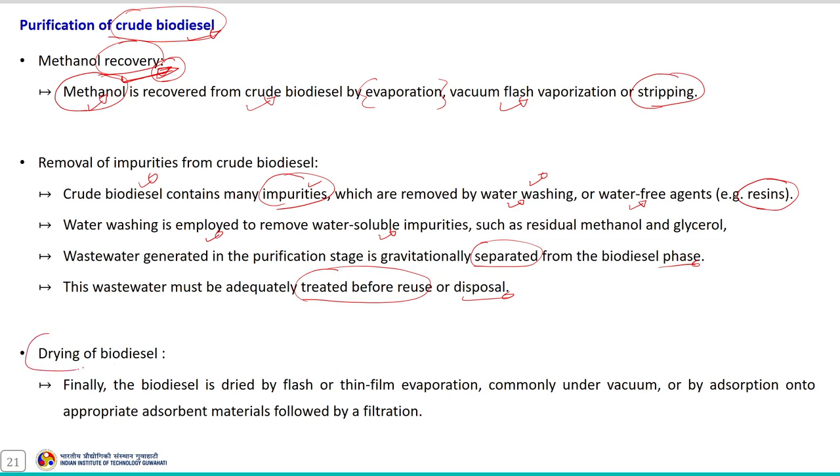And the last operation in the purification of the biodiesel is the drying of biodiesel. Finally, the biodiesel is dried by flash or thin film evaporation, commonly under vacuum, or by absorption onto appropriate adsorbent material followed by filtration, so that the trace amount of impurities remaining in the biodiesel can be separated out during this filtration operation.